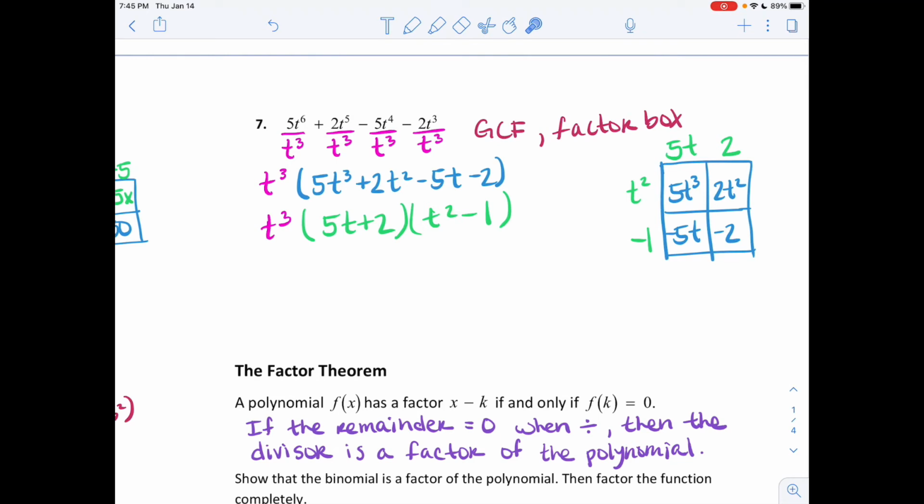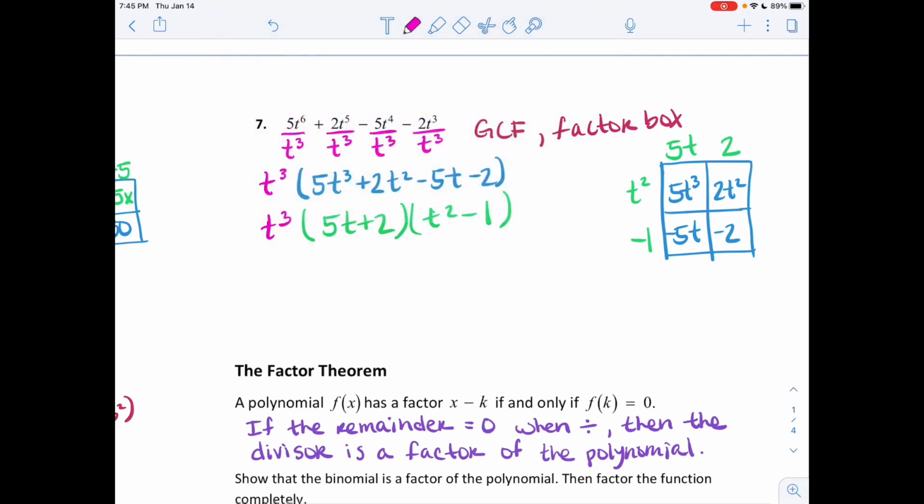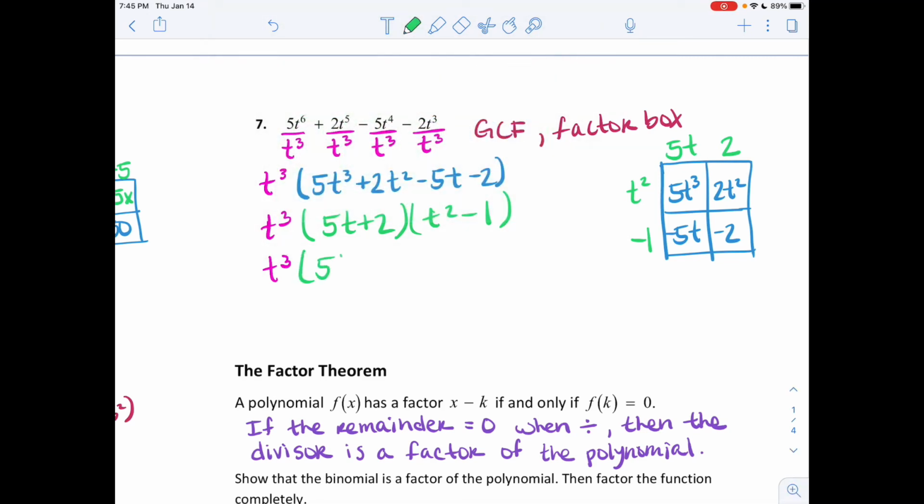We have 2 terms with a subtraction sign. This is a perfect square, and so is this one. We're going to be doing that same difference of 2 squares that we've done several times before. So let's do that. Before we do that, we'll go ahead and recopy everything before that. T cubed, 5t plus 2.